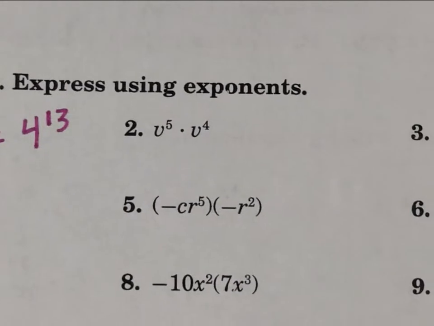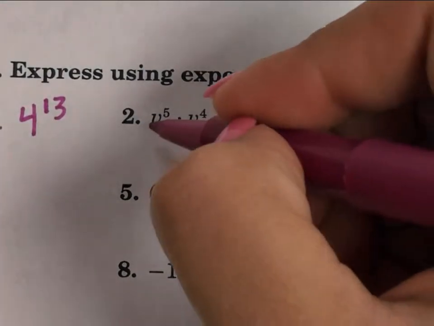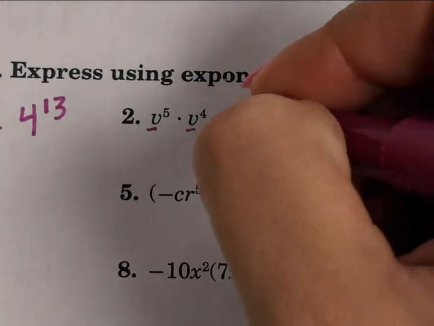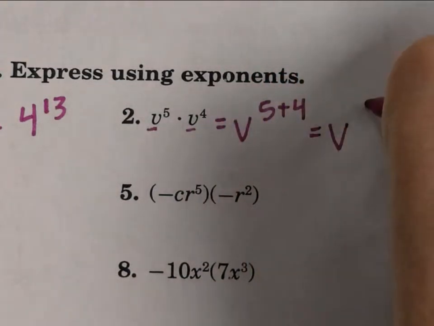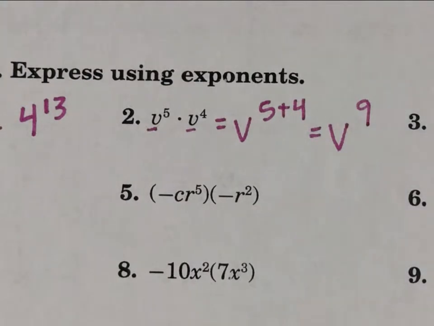About number 2. V to the 5th times V to the 4. Do I have the same base? Yes, so I can say that it's V to the 5 plus 4, or V to the 9th power.